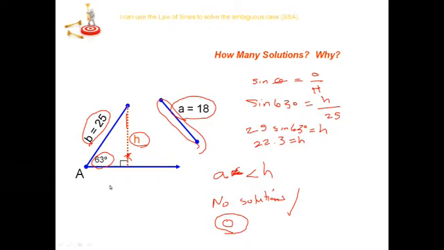Okay? So that's what happens in the case where you're given an angle, two sides. The second side is not as long as the height. So you're going to check that length against the height. Okay, let's look at another option.